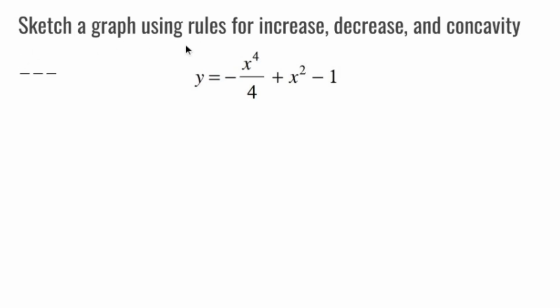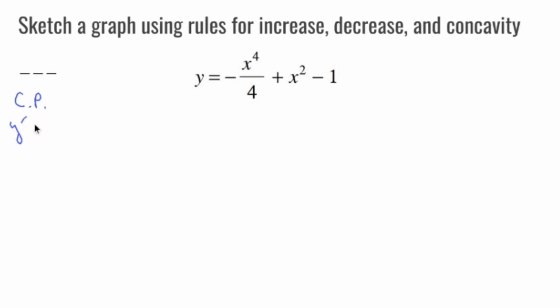Okay, let's sketch a graph using rules for increase, decrease, and concavity. So we're not looking for perfection, we're looking for somewhat accuracy. Let's do the first thing by doing increase. In order to find increase and decrease, you're going to take the derivative, which gives you critical points. So let me write that over here. It's going to be fun trying to fit this all in one screen. Probably not going to happen, but that's all right.